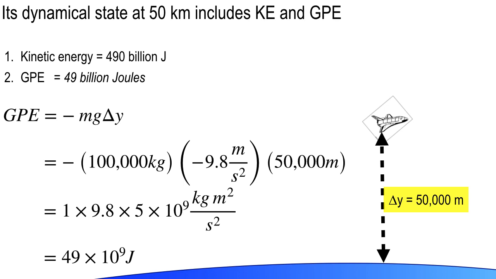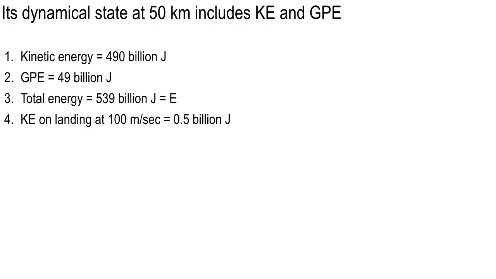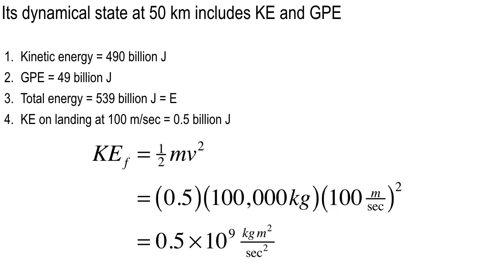So what that means is that the total mechanical energy at 50 kilometers is the sum of those two. What's 490 plus 49? 539. So your total energy, capital E, is 539 billion joules. Now the kinetic energy on landing, I calculated it for you. It's 500 million joules, and here's the calculation for it. Final kinetic energy, 1/2 mv squared.